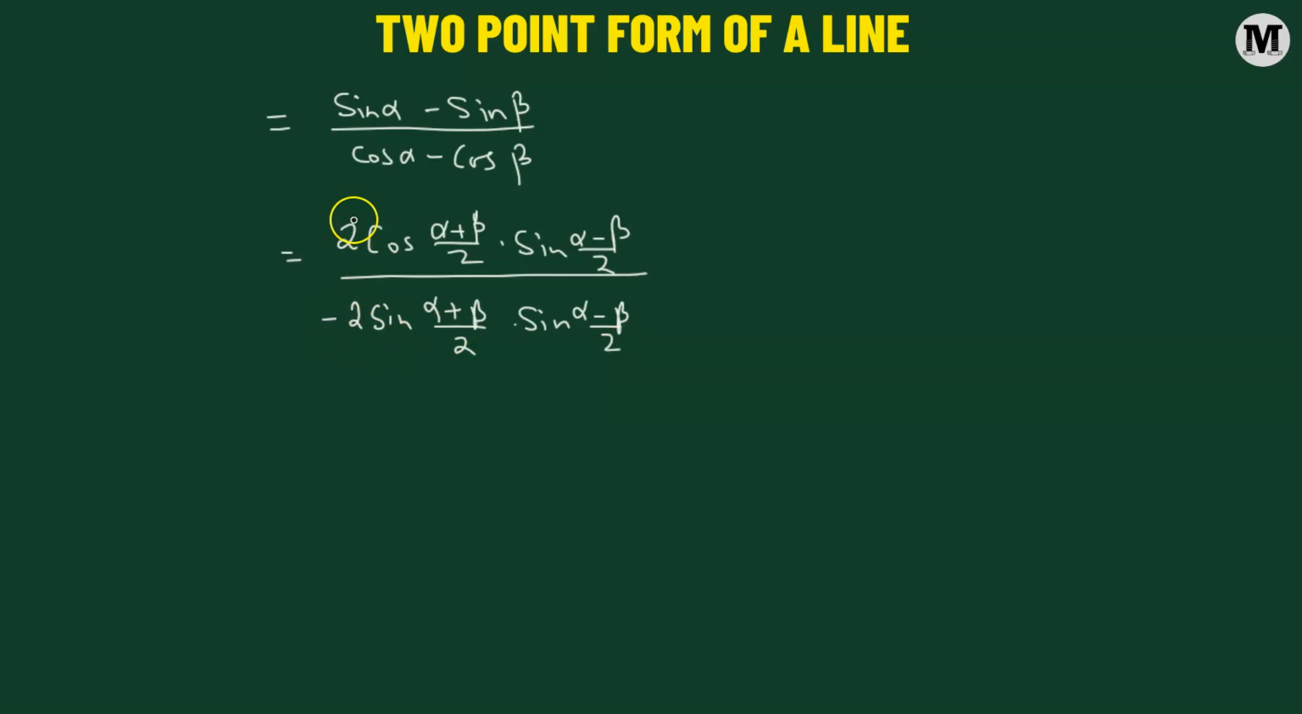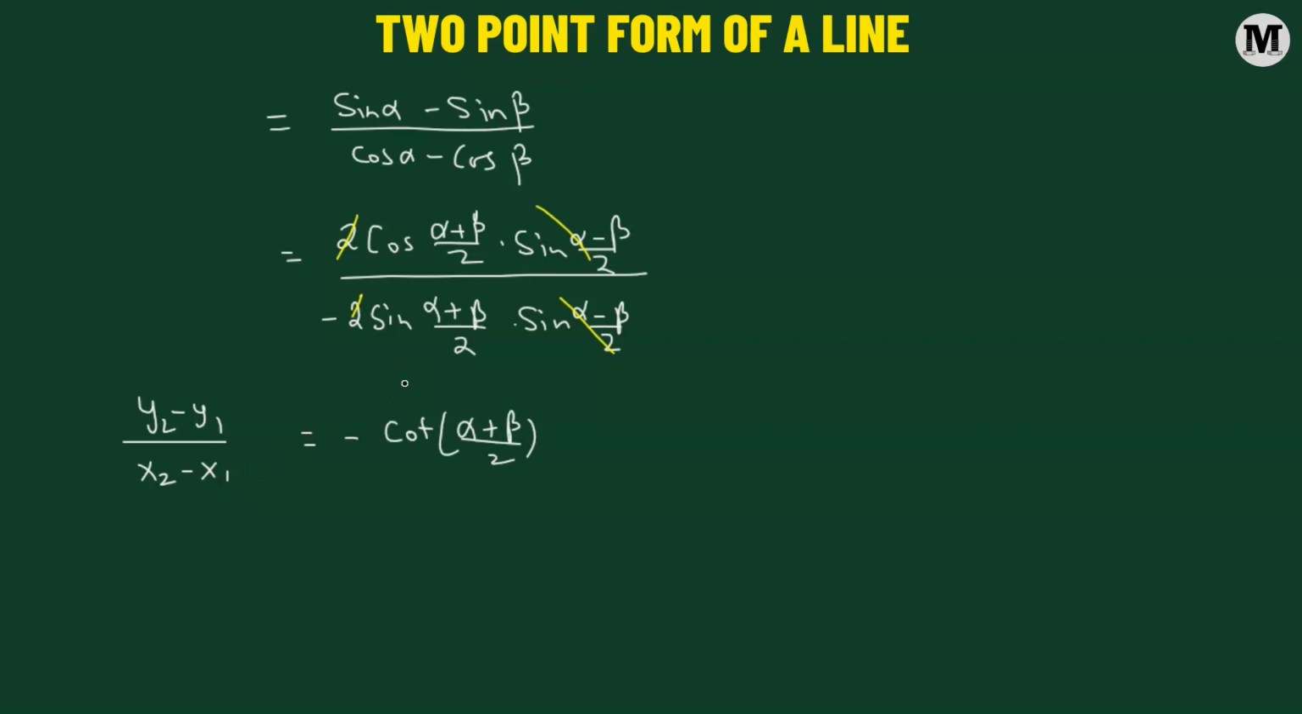Fine. So here we can factor out 2 from the numerator and the denominator, and we can factor out sine of alpha minus beta over 2 from both. That leaves us with the ratio, with the negative sign, cosine over sine. Cosine over sine is nothing but the cotangent function. So we have negative cotangent of alpha plus beta over 2. So this is the value of y2 minus y1 divided by x2 minus x1.